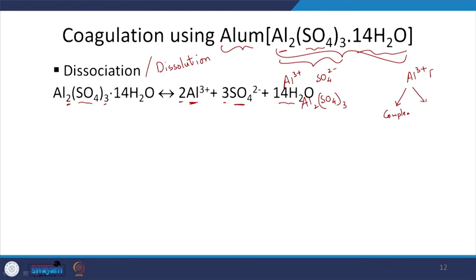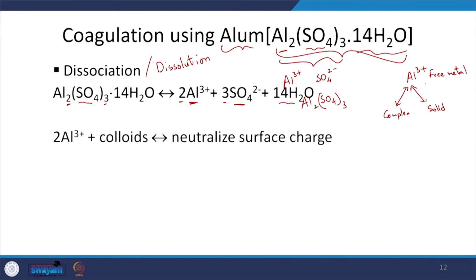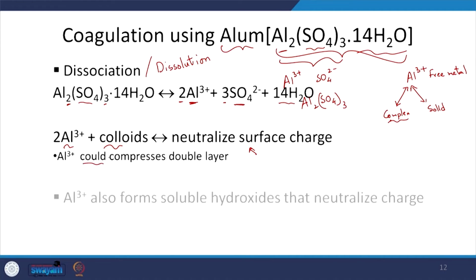it can be, not it can, it will be in equilibrium with the complex. This is the free metal, and also as a solid, let us say, right. It will be in equilibrium between these three forms, let us say, right. So, let us see what else we have here. Okay, Al3+ itself can neutralize the charge on colloids, but we know that might not happen depending upon the level of complexes and type of complexes being formed. And if this happens, or part of it or some of it will happen, it will, or could rather, compress the double layer, right.